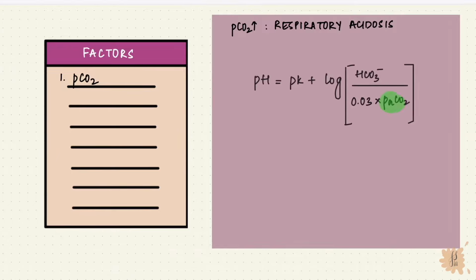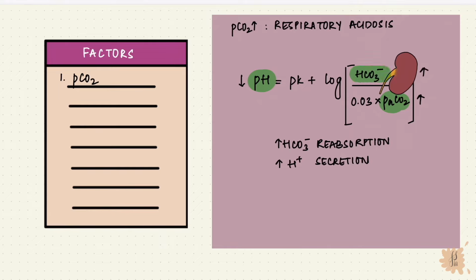So what can affect this? First, the partial pressure of carbon dioxide. If it's high, like in respiratory acidosis, by the Henderson-Hasselbalch equation, the pH will be low. So the kidney compensates by reabsorbing more bicarbonate and excreting more hydrogen ions. So it compensates for respiratory acidosis. If the PCO2 is low, like in respiratory alkalosis, the pH is high, and the kidneys compensate by reducing bicarb reabsorption and reducing hydrogen ion excretion. And that's how it compensates for respiratory alkalosis.